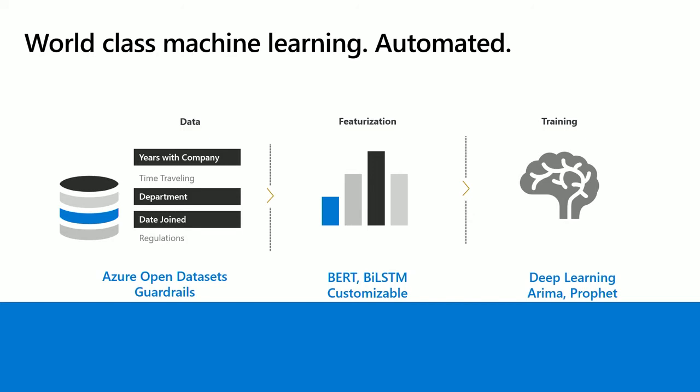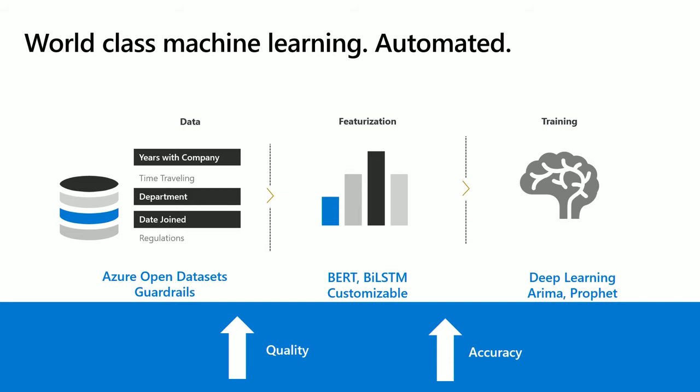So a quick overview here, we talked about enriching the data, featurizing the data with some BERT and BiLSTM, customizing it, enabling our data scientists who are already doing a ton of work in this field, as well as introducing some new world-class learners. So we're increasing the quality of our models, and we're increasing our accuracy.